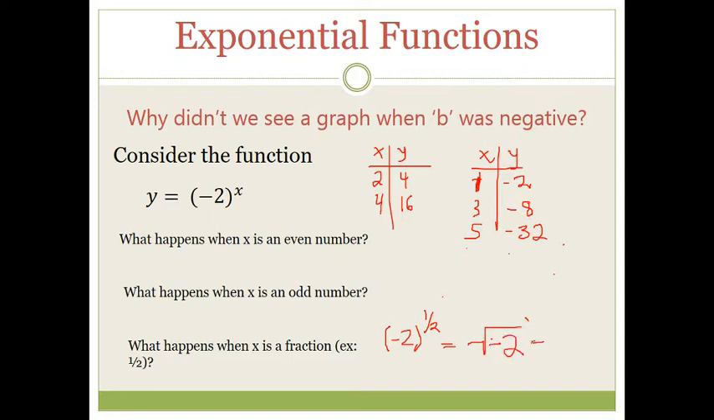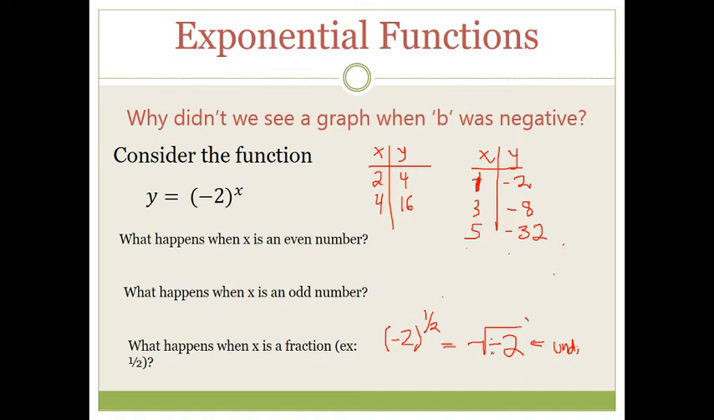Oh, but the square root of -2 is undefined, right? When I take the square root of a negative number, it's undefined because that would imply that I can find a number that when I multiply it by itself is a negative. And that doesn't happen because a positive times a positive is a positive, and a negative times a negative is still a positive.